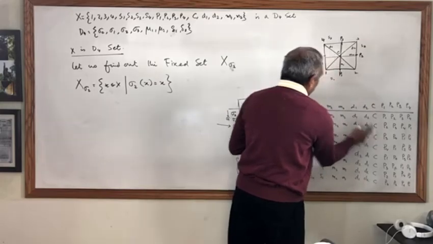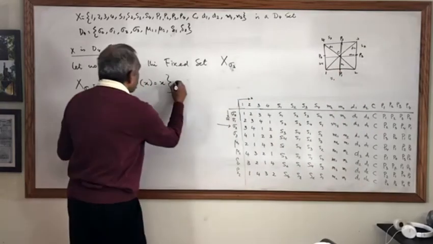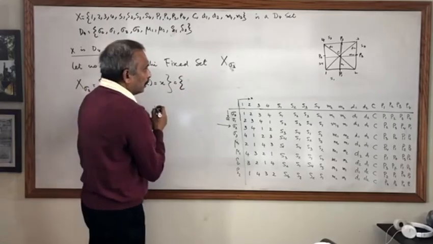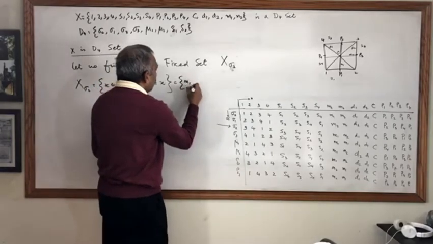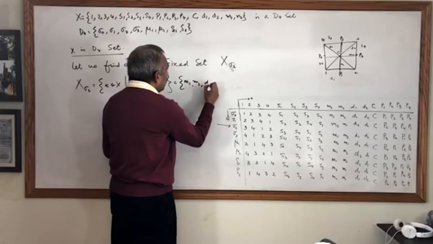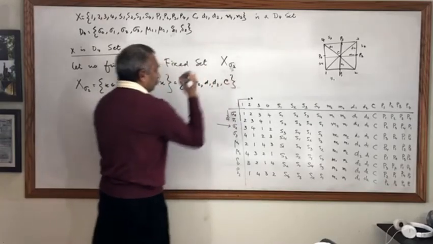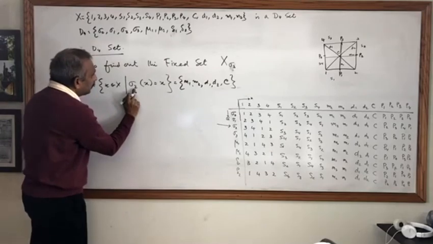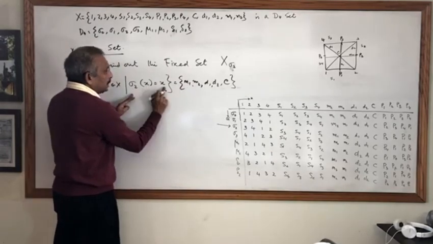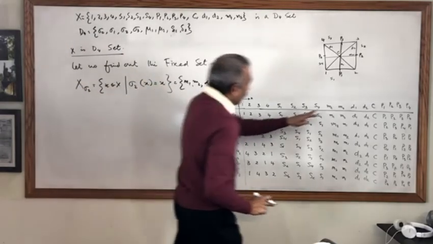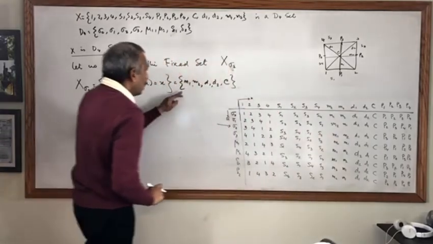Those are the only ones: M1, M2, D1, D2 and C. Meaning sigma 2 of M1 is M1. That is how we define it.